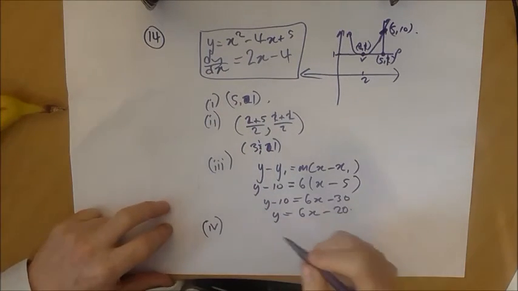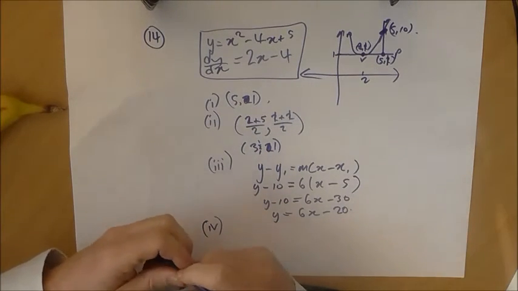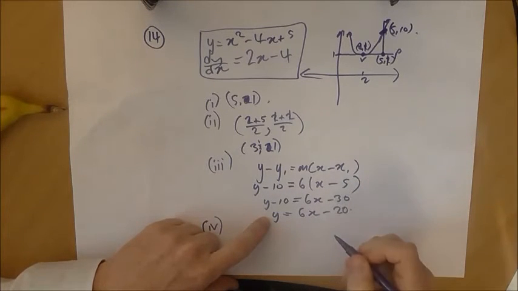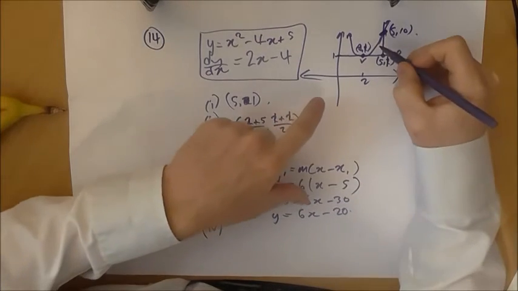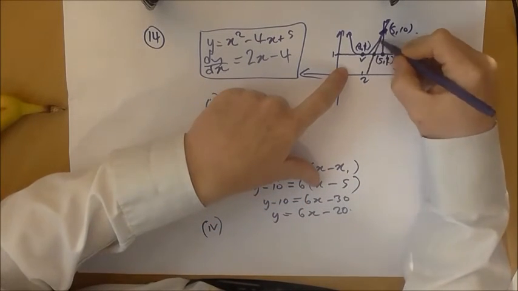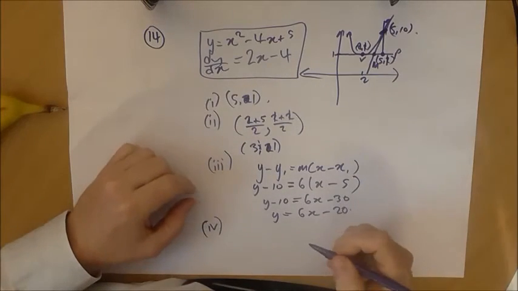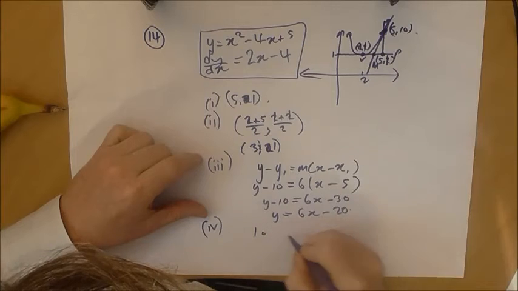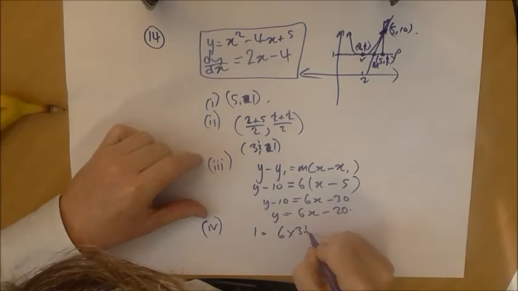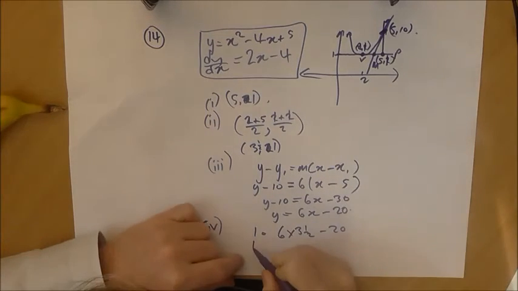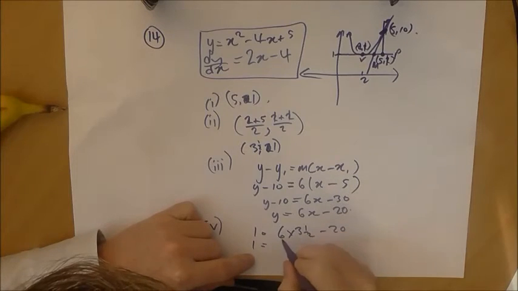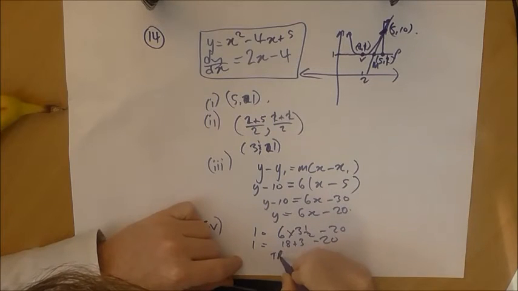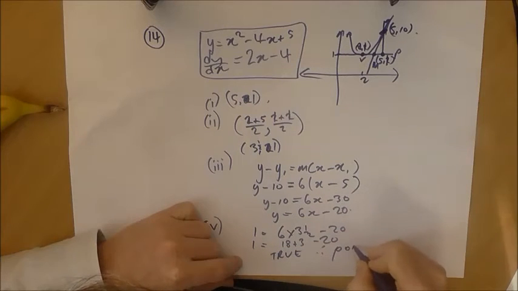Question number 4. Show that the tangent to the curve at T, which I just found out, goes through the point M. What was the point M? Oh, was that the midpoint there? And the midpoint was 3.5, 1. If you want to know whether a point is on a line, just substitute it in and hope that you get something true. 6 times 3.5, 6 times 3 is 18. 6 times half is 3. So that's true. Therefore, point is on line.